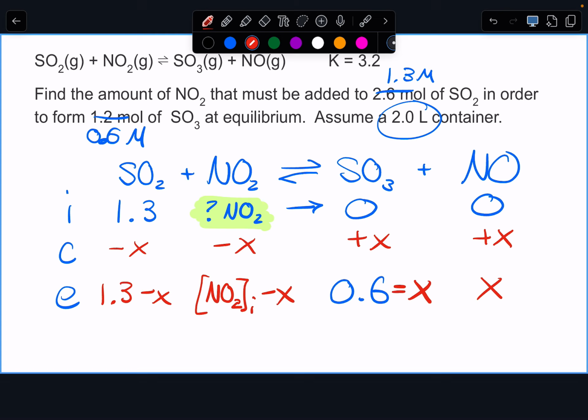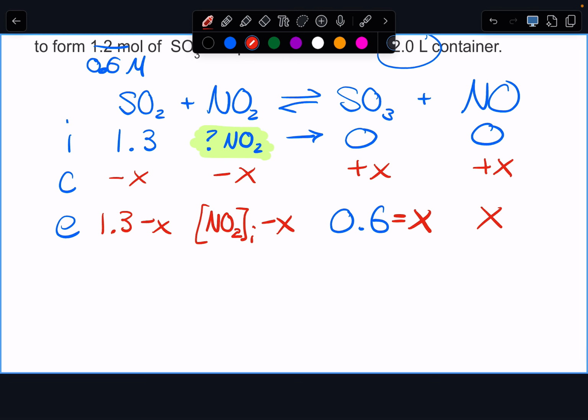Because you've got two unknowns, right? So we have to either eliminate one of those or have some additional information. At this point, you have to recognize there are two unknowns, and there must be a way for me to get one of those. They're asking you to find the initial amount of NO2, so that's like the answer. So X is equal to 0.6 here.